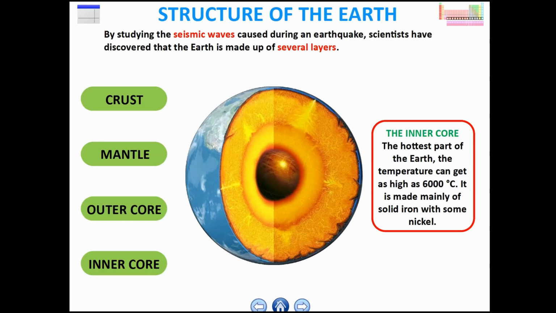Now, the inner parts of the sun are millions of degrees, but the outer surface of the sun, in the sunspots, where they're cooler parts, are cooler than the hottest part of our planet. And it's mainly made of iron with some nickel too.